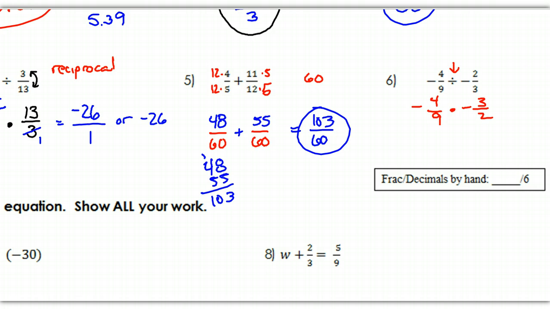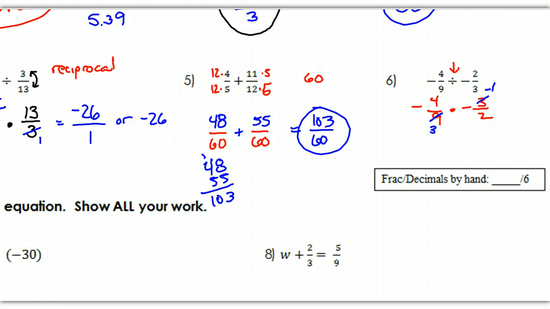The negative out front doesn't actually matter if it's on top or bottom, but the reciprocal of a negative fraction is still negative. And now when we reduce or multiply, negative times negative is positive. And then we can cancel out a lot of stuff here. Notice we have a 9 on the bottom and a 3 on top. Dividing each of those by 3 gives me negative 1 and 3.